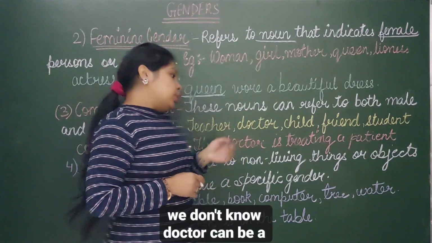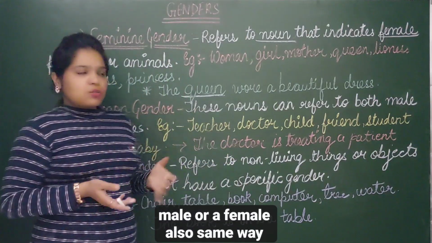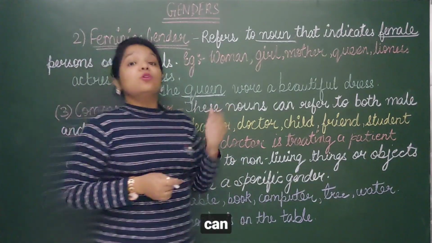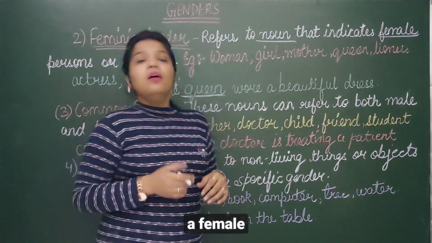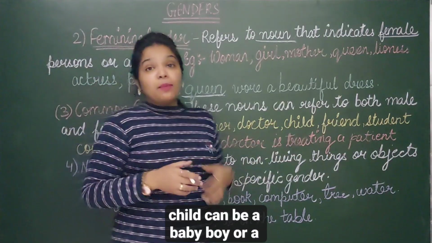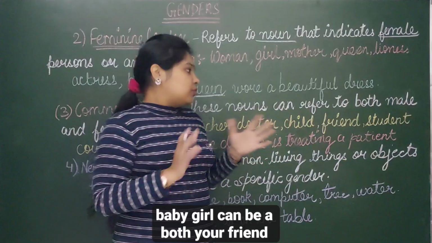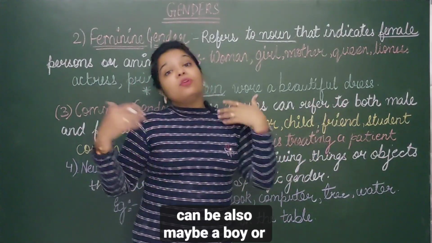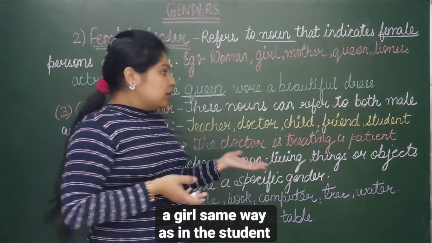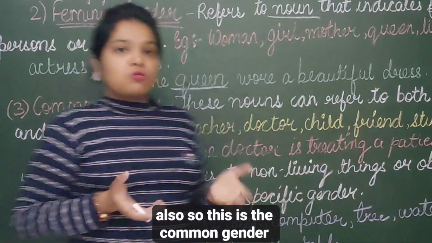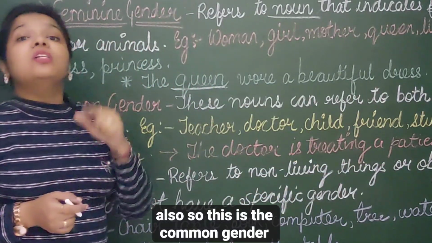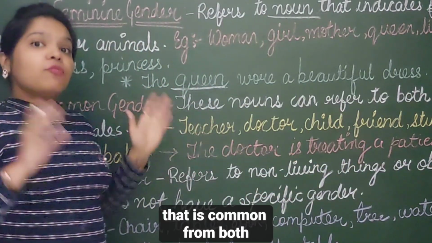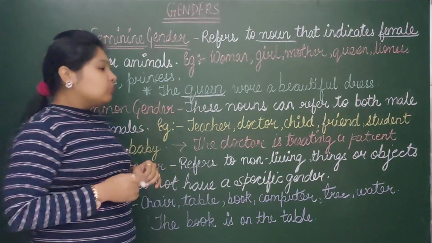Now we don't know, doctor can be a male or a female also. Same way, teacher can also be a male, also be a female. Child can be a baby boy or a baby girl, can be both. Your friend can also be maybe a boy or maybe a girl. Same way in the student also. So this is the common gender, that is common for both male and female.